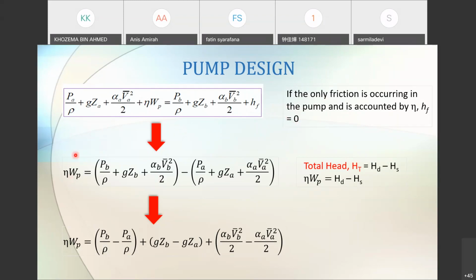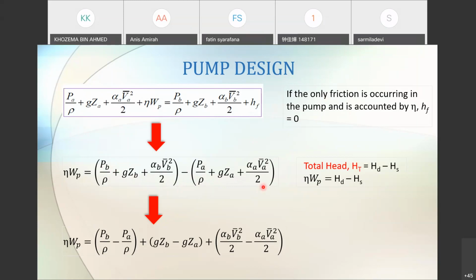So what we have here is efficiency times the work done by the pump is equal to PB over rho plus GZB plus alpha B VB squared over 2, minus everything from the left hand side, which is PA over rho plus GZA plus alpha A VA squared over 2. So why do we need to know this?